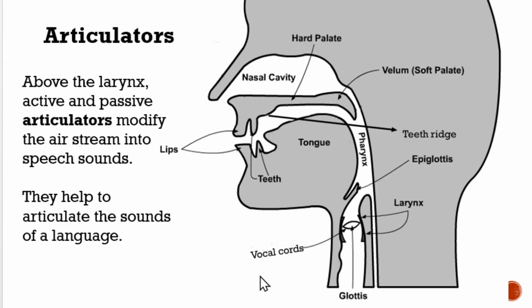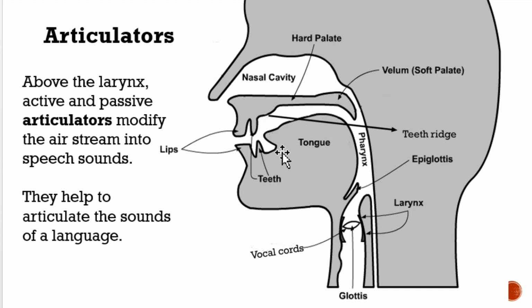Now we look at the speech organs above the larynx. They are the articulators. And what is written here? Above the larynx, that is from the pharynx onwards. This is a chamber called the pharynx. Active and passive articulators modify the airstream into speech sounds. We have many organs here, some of which are called passive articulators, some are called active articulators. They help to articulate the sounds of a language once they have passed the larynx. That is, the voicing or being voiceless is determined here. Beyond that, everything happens in this region.